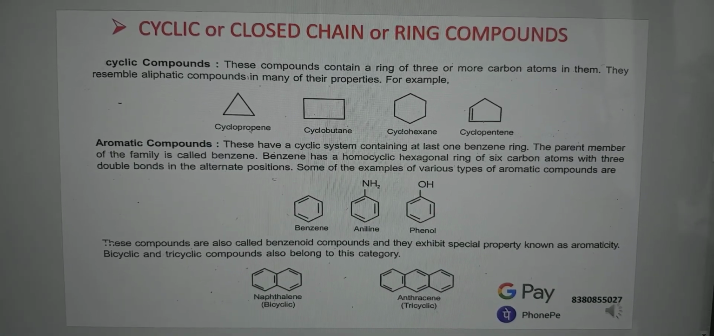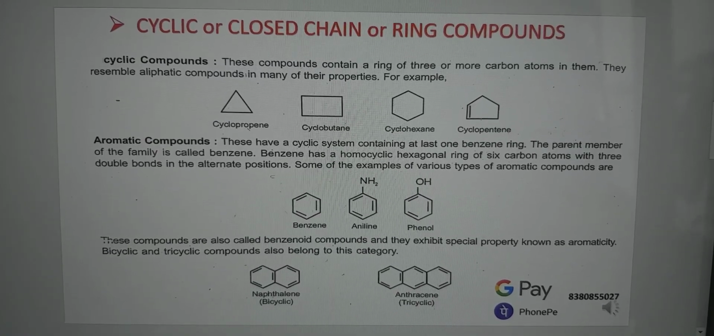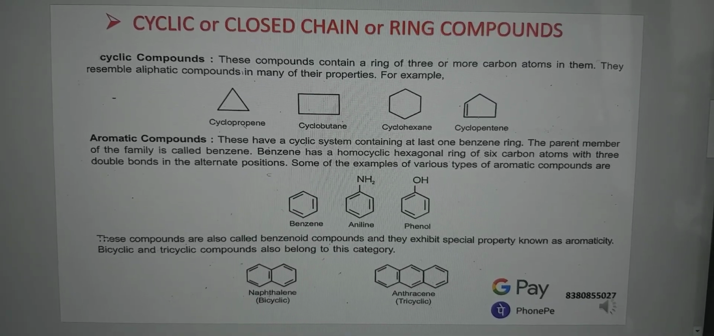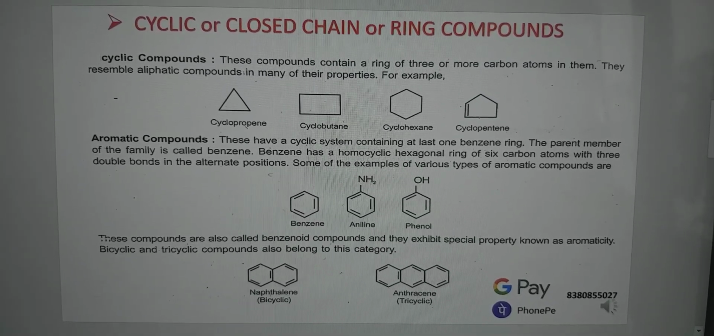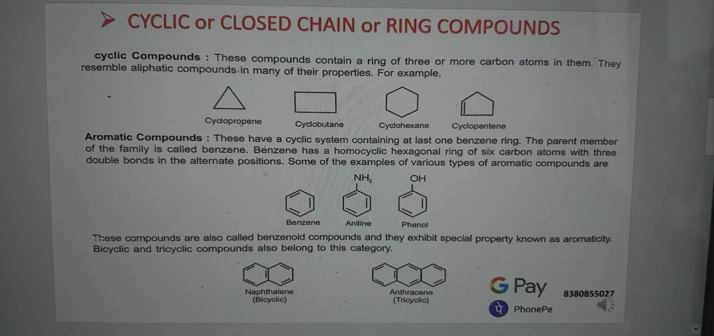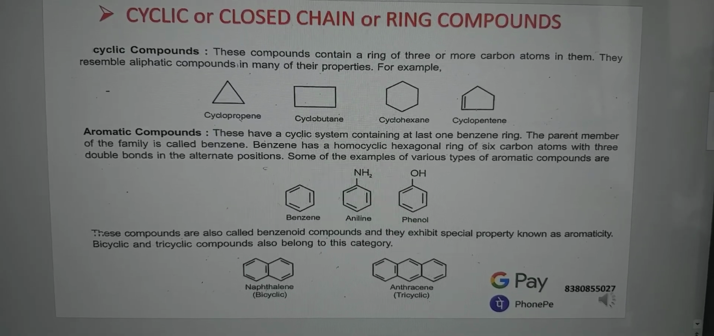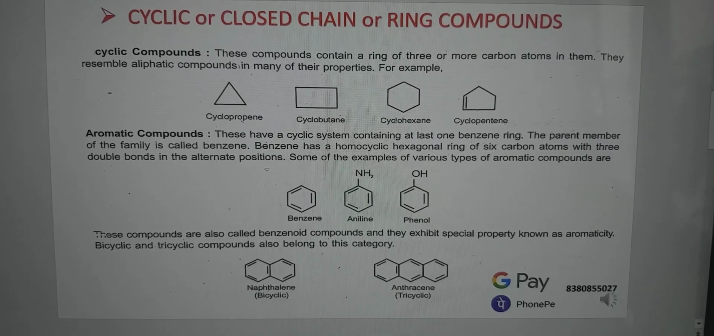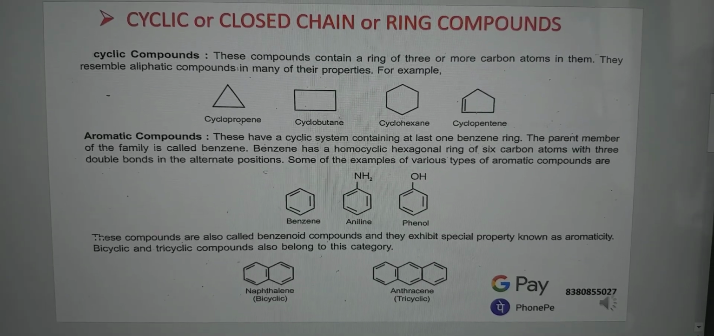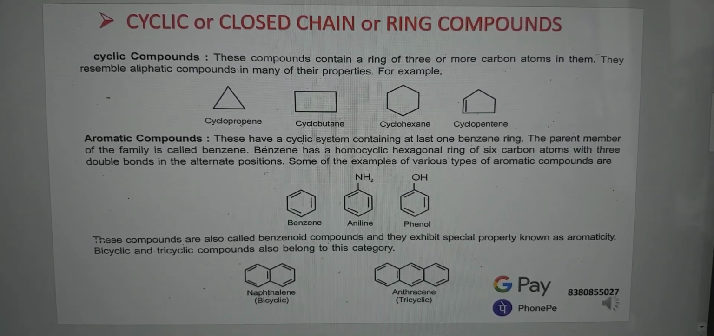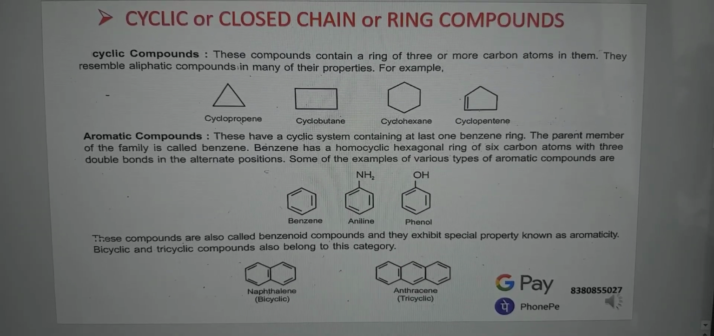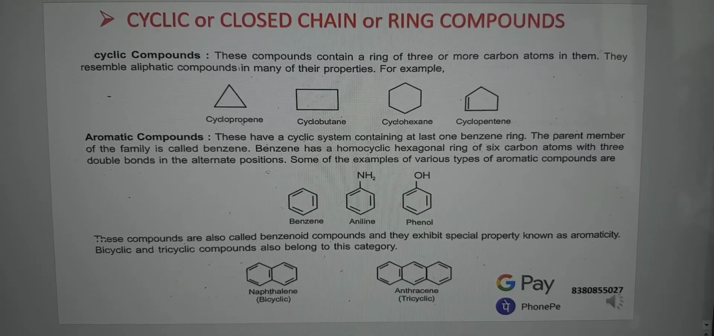Next classification is cyclic or closed chain or ring compounds. These compounds contain a ring of three or more carbon atoms in them. They resemble aliphatic compounds in many of their properties. For example, cyclopropene, it is having a three carbon atom ring. Cyclobutane, but means four, so it is having a four carbon atom ring. Cyclohexane, hexa means six, it is having a six carbon atom ring. And the last structure is cyclopentene. Pent means five, it is having a five carbon atom ring.